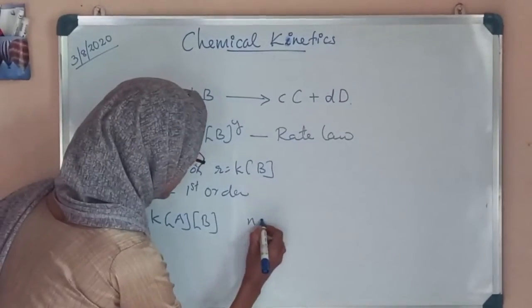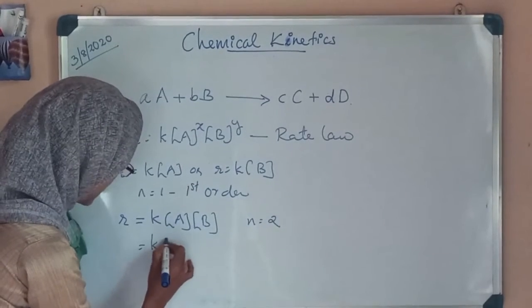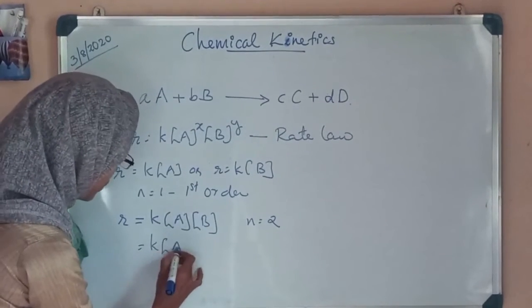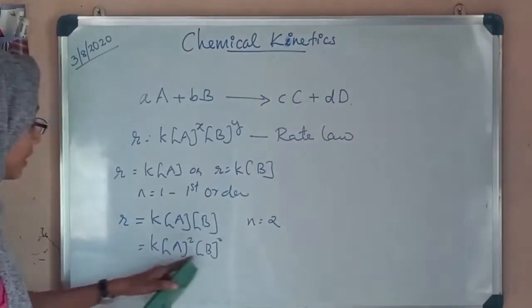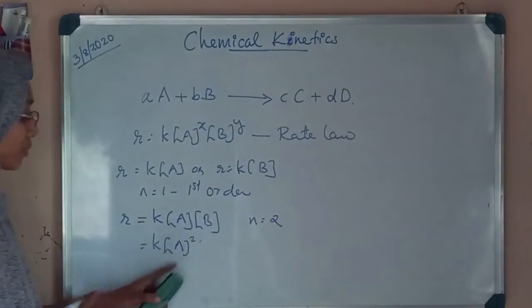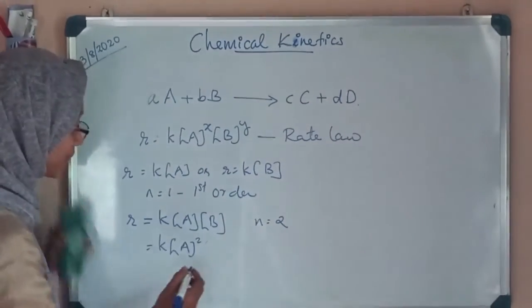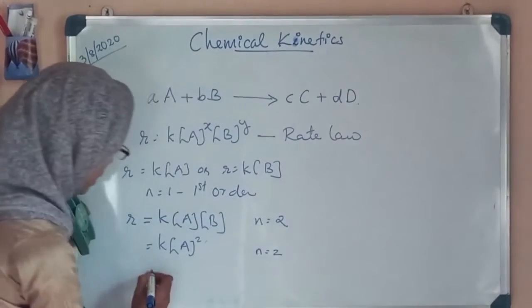In this case, n is equal to 2. In a second case, k is equal to [A]² and [B]⁰. That means it does not depend on the concentration of B. It only depends on the concentration of A. So here also n is equal to 2.